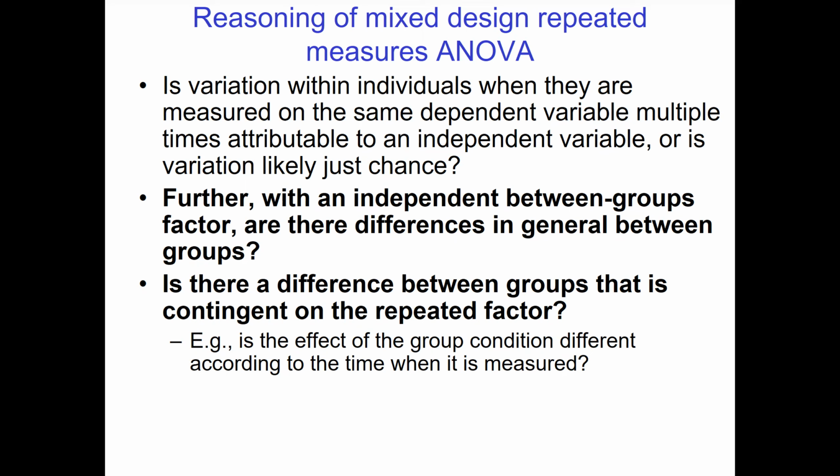For instance, is the effect of a group condition, experimental or control, different according to the time when it's measured, with multiple time points measured? Does experimental do better than control at time 1, but not at time 2, and does it actually perform worse at time 3? That would be an interaction. If it performs better at time 1, worse at time 3, that would be an interaction. So in that case, the effect of experimental versus control condition is contingent on time of measurement.